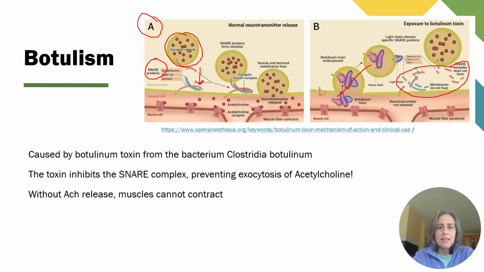So what happens is you can't release acetylcholine. The lower motor neuron is sending its action potential down. Voltage-gated calcium channels are opening. Calcium's rushing in, but it can't activate the SNARE complex, so you don't get any release of your neurotransmitter, which in this case is acetylcholine. So therefore, the muscle never gets the signal to contract.